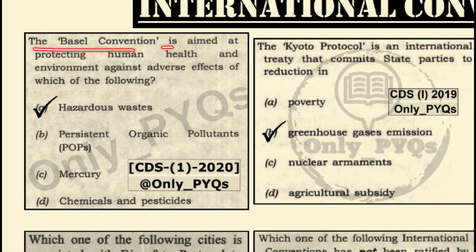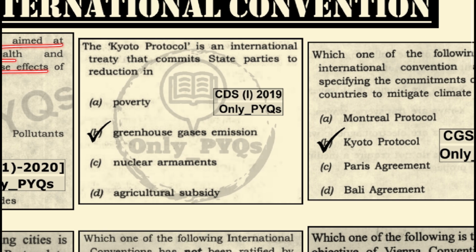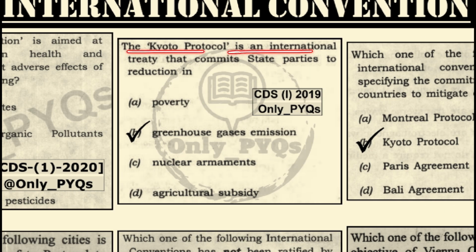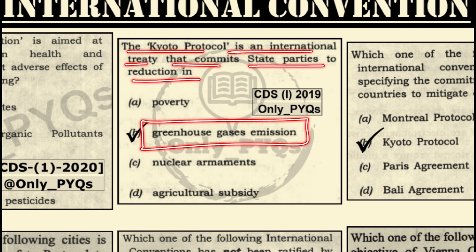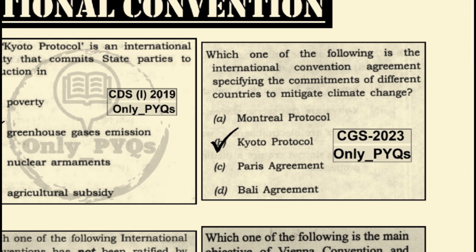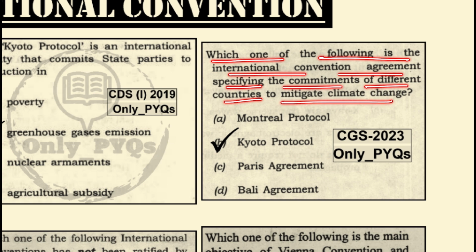The Basel Convention is aimed at protecting human health and the environment against adverse effects of which of the following? It is the hazardous waste. The KYOTO Protocol is an international treaty that commits state parties for the reduction in the greenhouse gas emissions. Which one of the following is the international convention agreement specifying the commitments of the different countries to mitigate the climate change? It is the KYOTO Protocol.